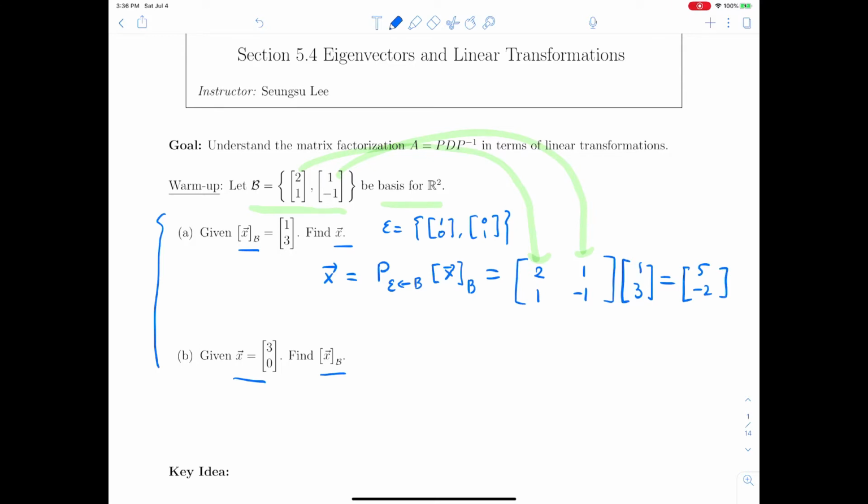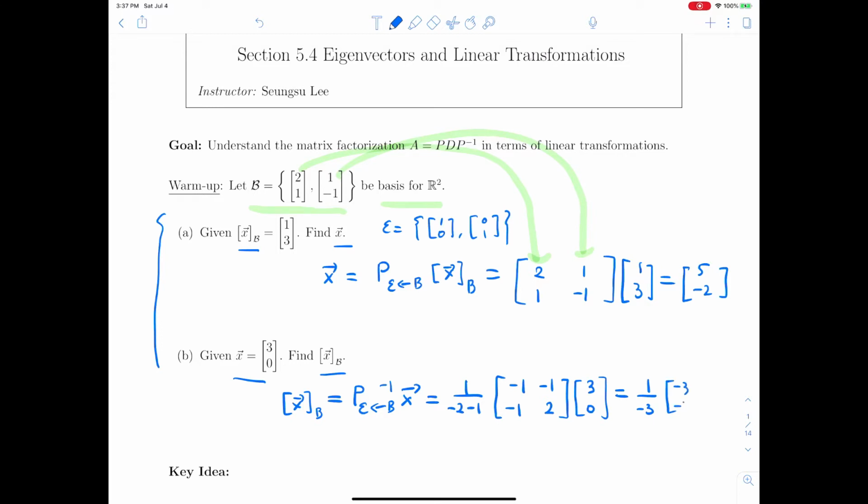Similarly, we can find the B coordinate by multiplying by the inverse matrix of P sub B to E. So this equals P sub B to E inverse times x, which equals 1 over the determinant, which is negative 2 minus 1, times the adjugate, which is negative 1, 2, negative 1, and negative 1. And you multiply this by 3, 0. So this gives you 1 over negative 3 times negative 3, negative 3, which equals 1 and 1.